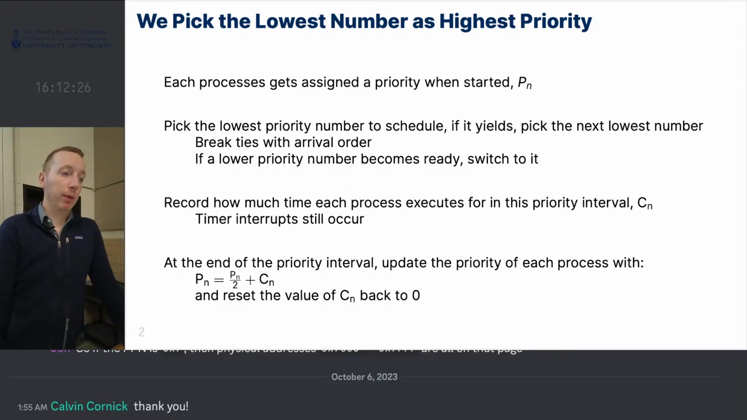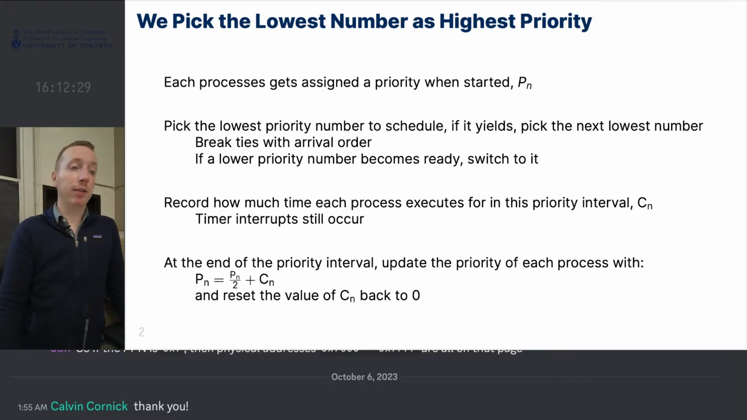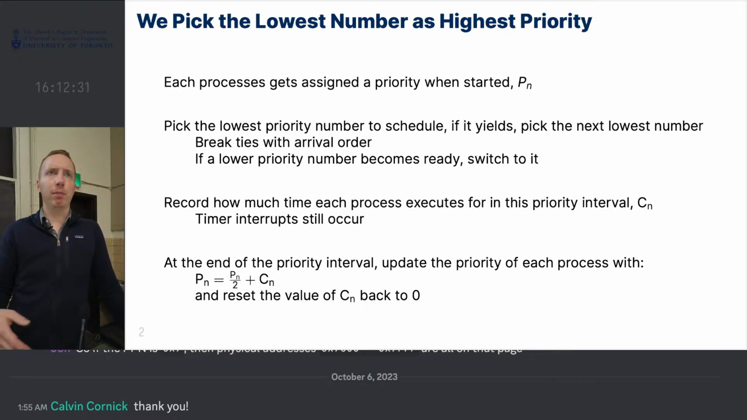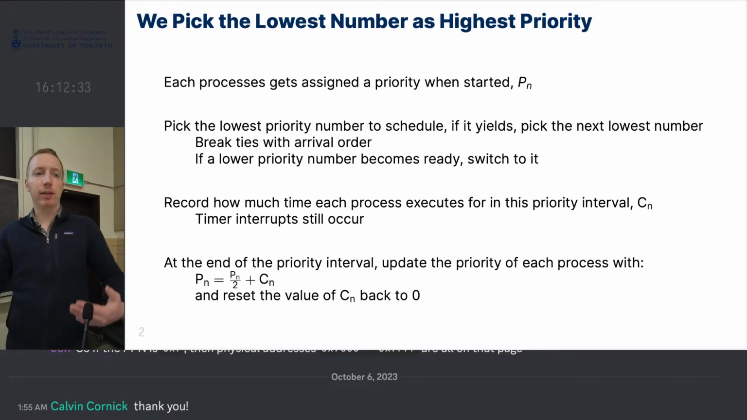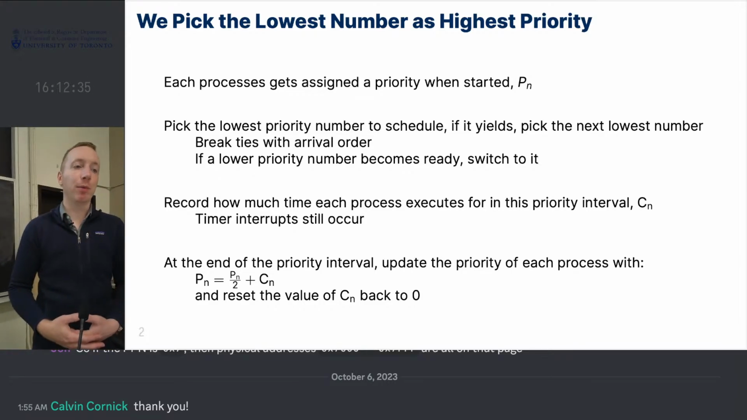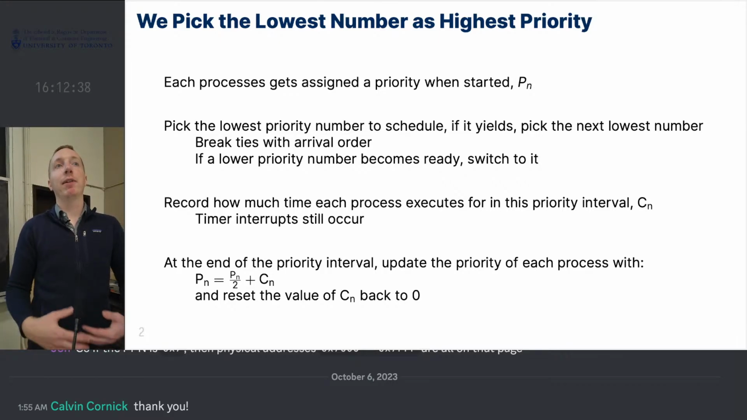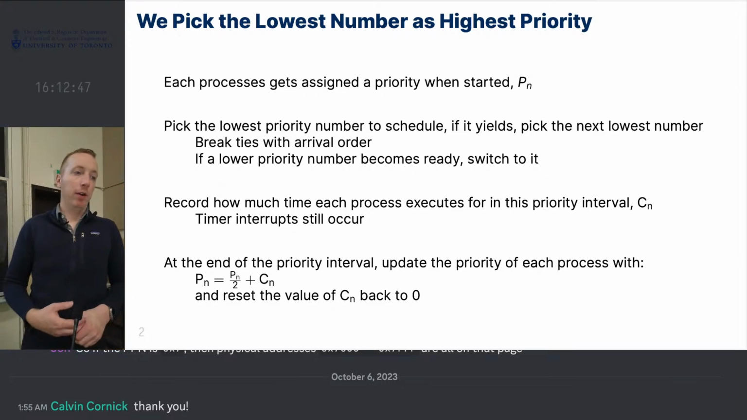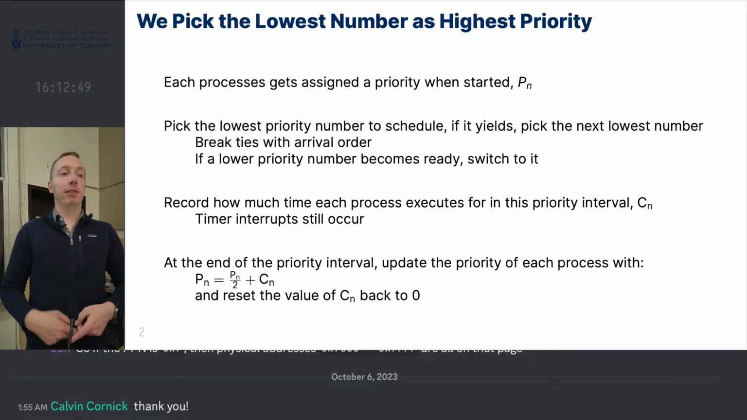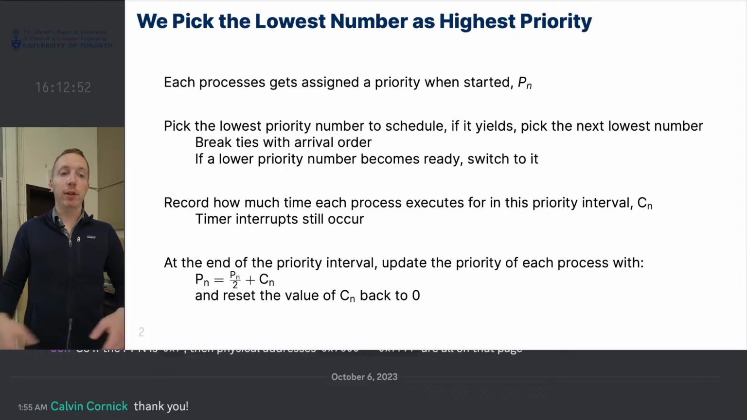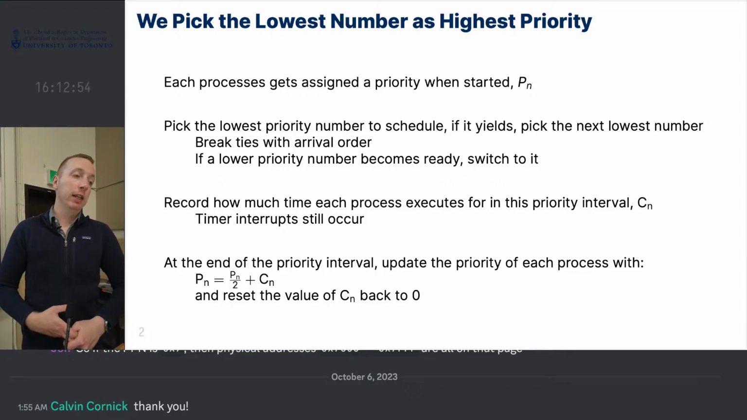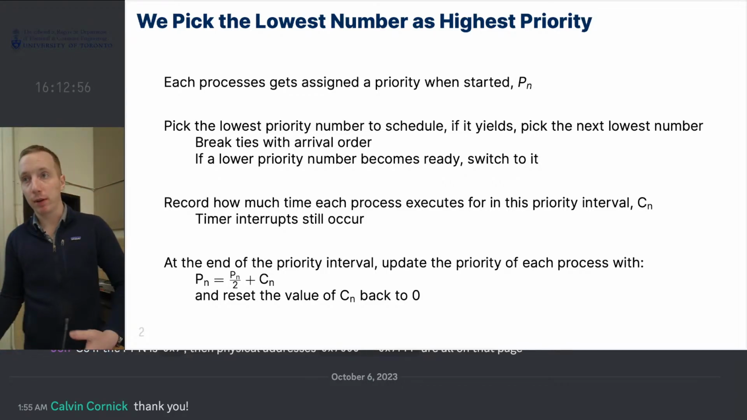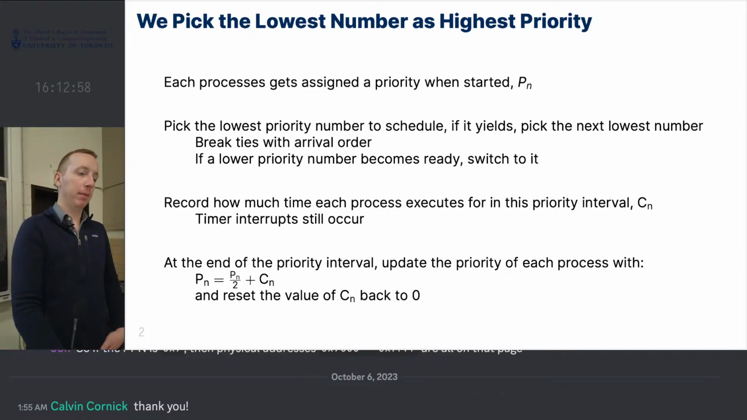For this, we record how much time each process executes for its priority interval, which might be the same distance as a time slice, but typically you don't recalculate priorities every single time you do a context switch. You do it every so often at a fixed priority because it's some extra work you have to do. So you record how much time a process uses during its interval. That is called C of n. And in this, timer interrupts still occur, so we can have preemption.